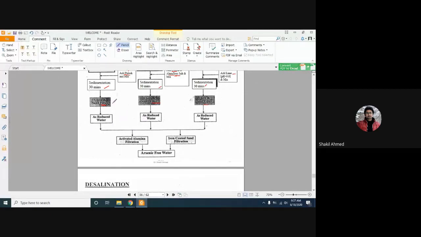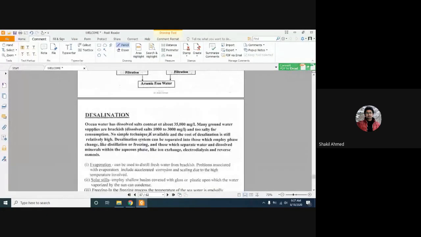Cloth and sand filtration, and here finally they are using activated alumina filtration or iron coated sand filtration. So that's it about the removal of iron, manganese and arsenic.